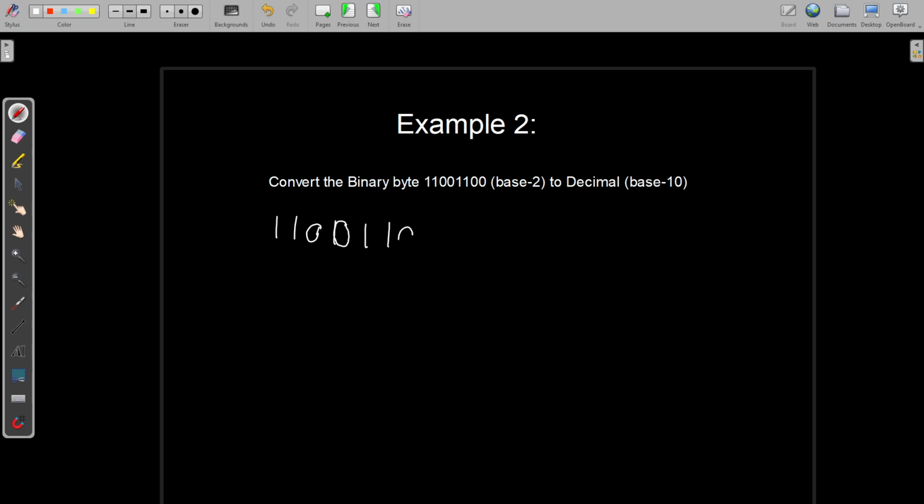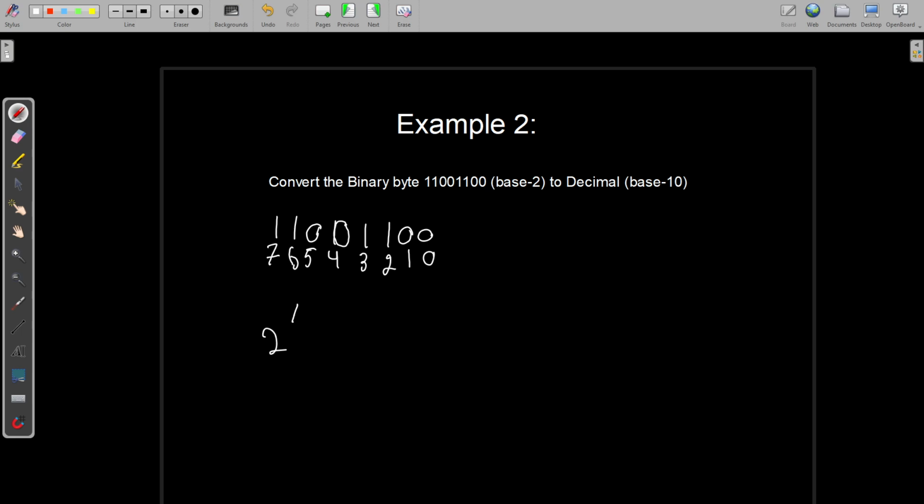And then 1100. Remember, our index position for our most significant bit is always the amount of bits minus 1. So we have 8 bits for a byte. That means the index position is a 7, sorry. Then followed by a 6, 5, 4, 3, 2, 1, and a 0.